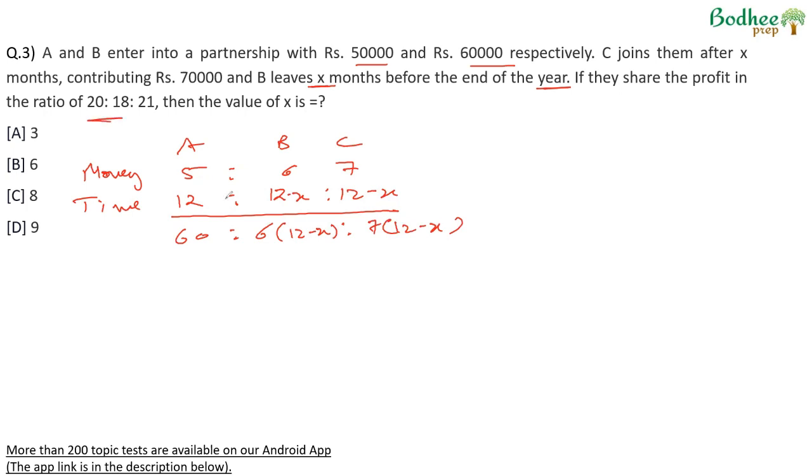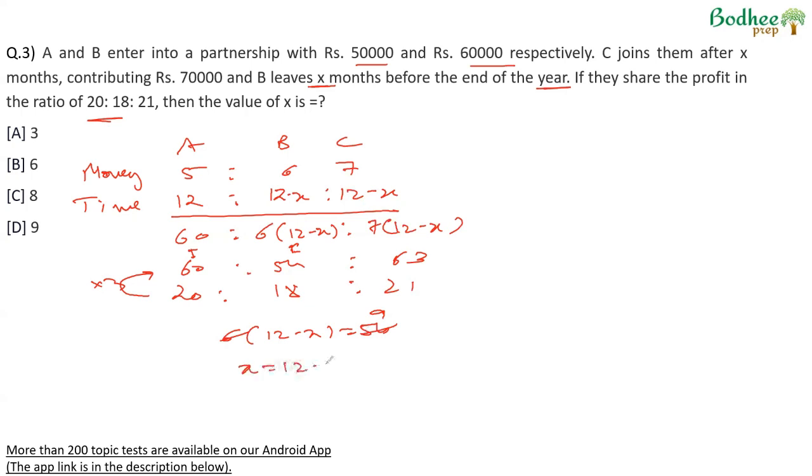But if you look at A, B and C, we realize they are in the ratio 20:18:21. If we multiply this by 3, we get 60:54:63. Now these two are equal, therefore these two should be equal. So we can say 6 into 12 minus X is equal to 54. 6 nines are 54, so X is equal to 12 minus 9, which is 3 months. Similarly, if we put X as 3 here, we'll get 7 into 9, 63. The value of X is 3.